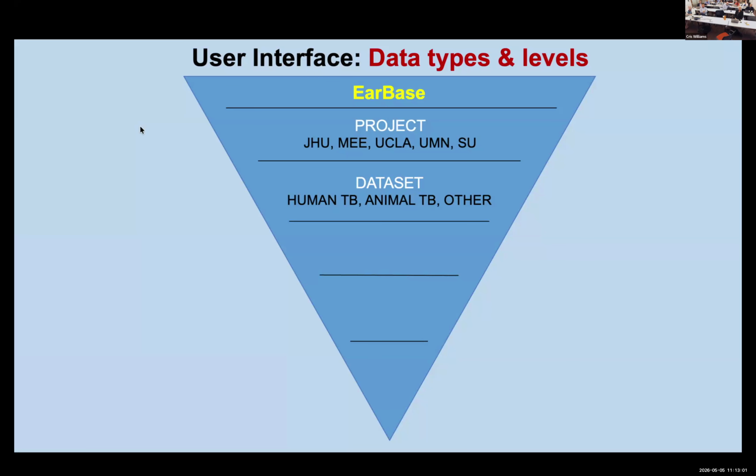So I'd like to take a bit of time to share with you an overview of the user interface and the data model. It's built on the FaceBase platform, so it has some familiar aspects. At the project level, there are 5 projects. You probably can't see that very well, but the 5 network labs that are initially contributing are Johns Hopkins, Mass Eye and Ear, UCLA, the University of Minnesota, and Stanford. Each of those are contributing primarily human data sets for now, but they also have animal data sets of various kinds.